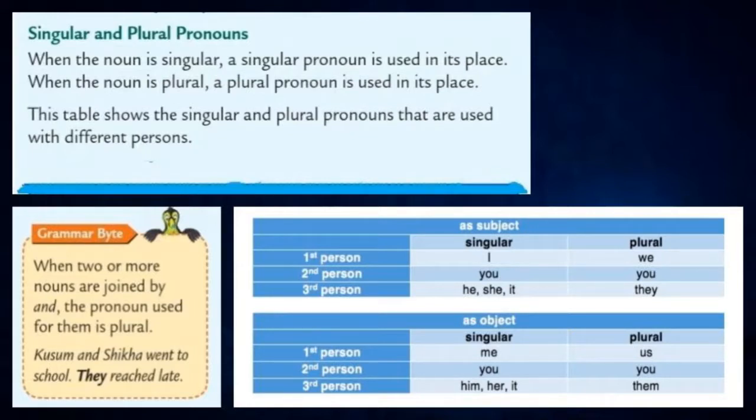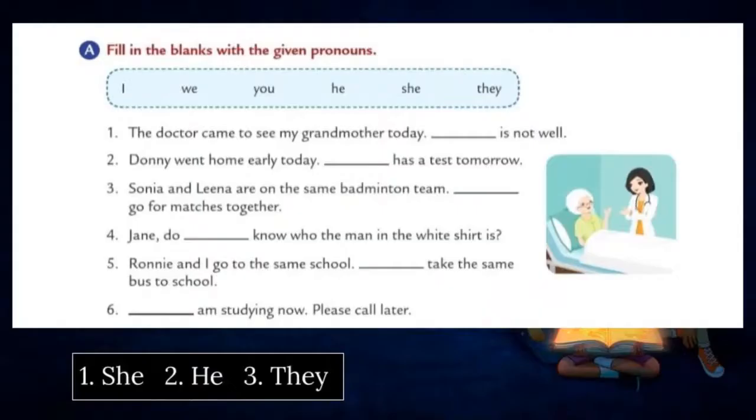Okay, let's move to the second table. Now we are going to use these three persons as object. In the first one, if we use me as singular, in plural we should use us. In the second one, the same thing, we should use you for both singular and plural. And the third one, him, her, it, is used as object in singular, and we should use them for plural.